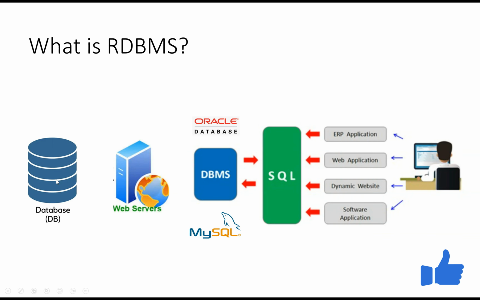I will tell you what the objects are. Different objects means we may have tables, views, synonyms, users, indexes, sequences, and so on. Different objects we can store in the database, which we will cover later.